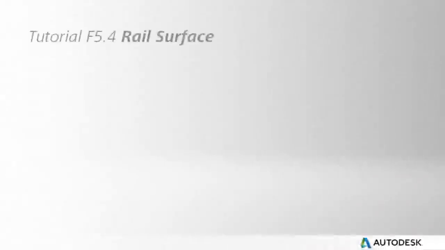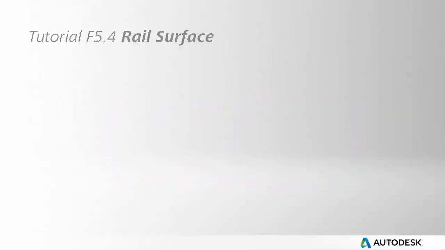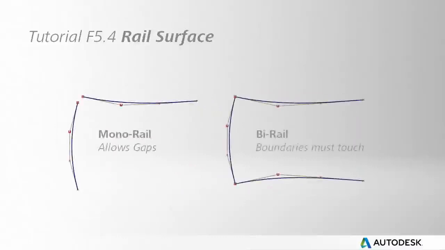So the rail tool can be used with different combinations of boundary curves, and it's normally the longer ones that are chosen as the rails. And whereas the monorail surface tolerates the curves not being exactly touching, the birail version needs to have all the boundaries accurately connected to the corners. And we'll look at that more in the next tutorial.